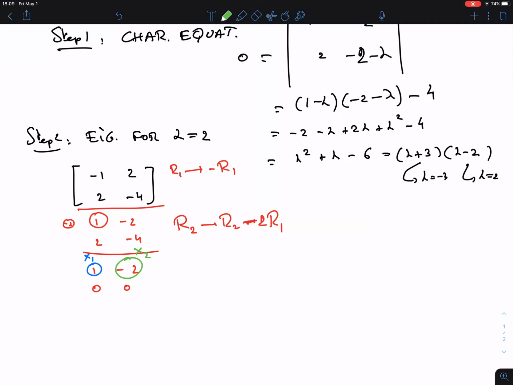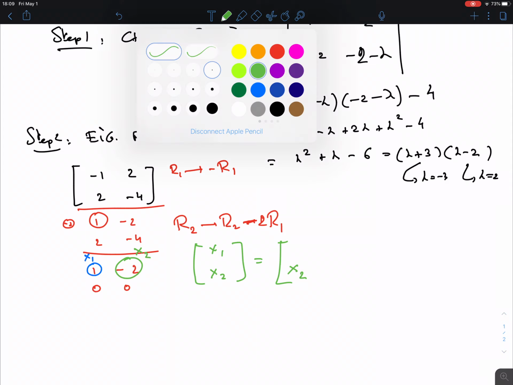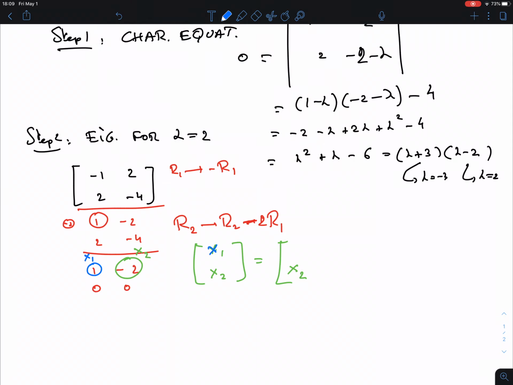Oh, no, I have to write down what it is, because I still don't know what it is. And this is also something to be careful about. Free variables are always equal to themselves. So start with that, because sometimes people seem to forget that, or put a 0 there or something. And then the pivot variables can be expressed in terms of the free variables. So let's keep the colors a little bit.